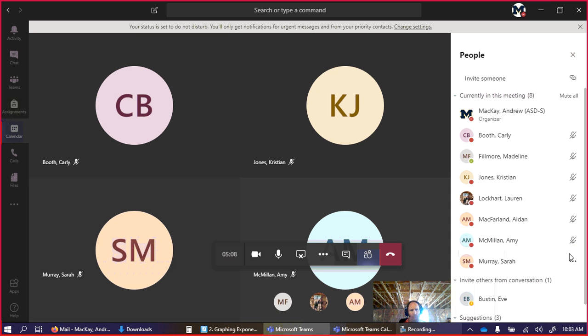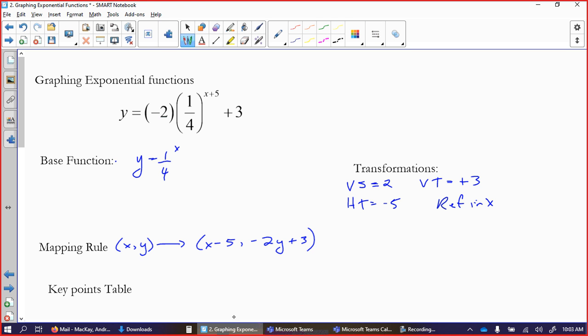I guess technically it's only been a minute, but I started looking at this one. The base function is (1/4)^x. We have a vertical stretch of 2. Technically, the negative is a reflection. It's not a negative stretch because that doesn't make any sense. We have a horizontal translation of -5 and a vertical translation of +3.